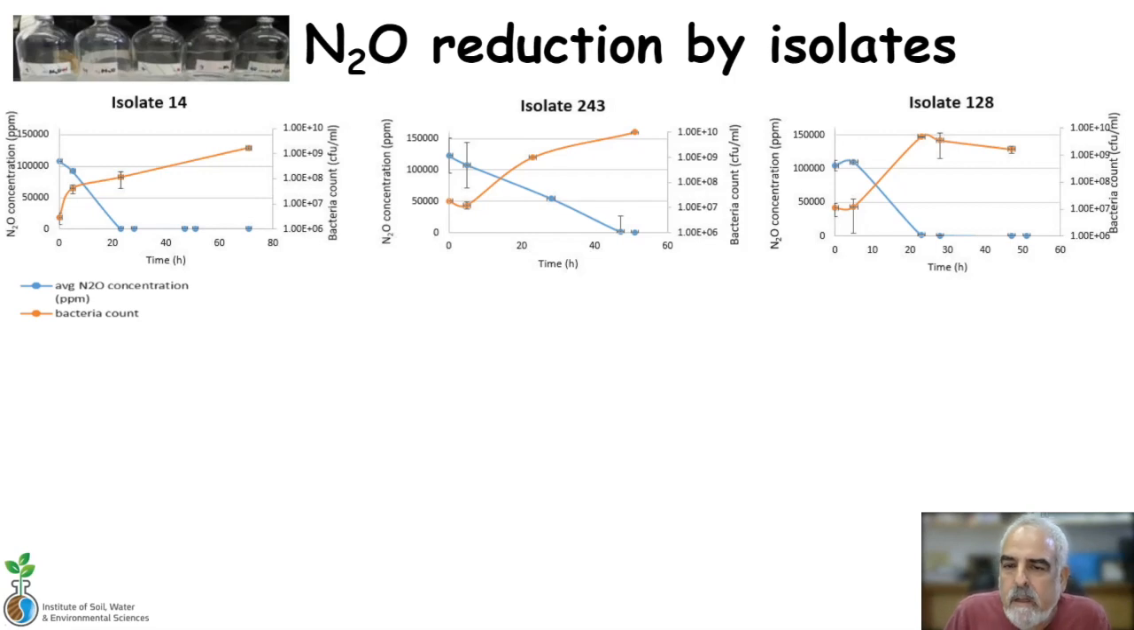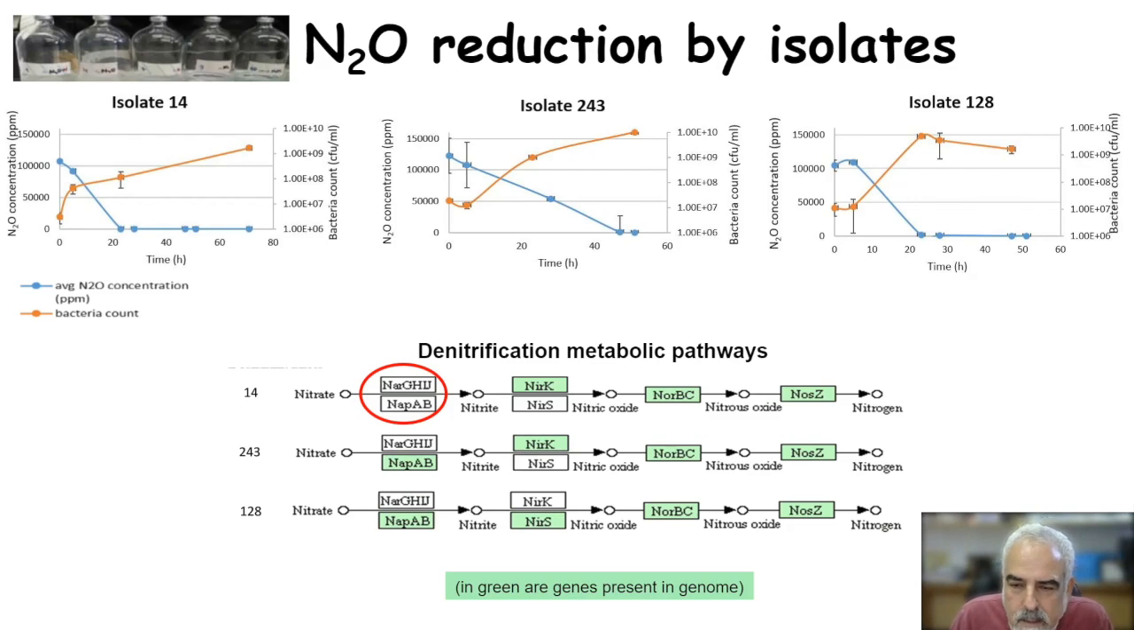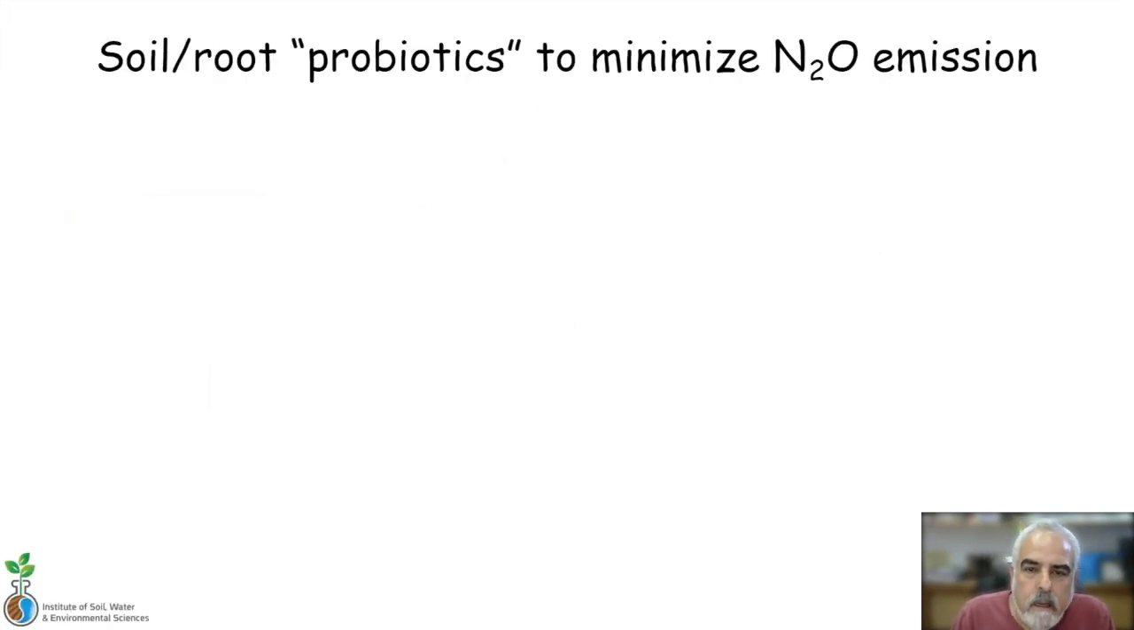So the bacteria can definitely reduce nitrous oxide, and then of course we did the genome analysis, and what you can see is that all 3 of them have, on the right side, the NOS-Z gene as expected, because this gene NOS-Z is the only gene known on Earth that can reduce nitrous oxide to dinitrogen. So they all have the NOS-Z, and then we went along and did probiotics on the plants in order to minimize nitrous oxide emission.